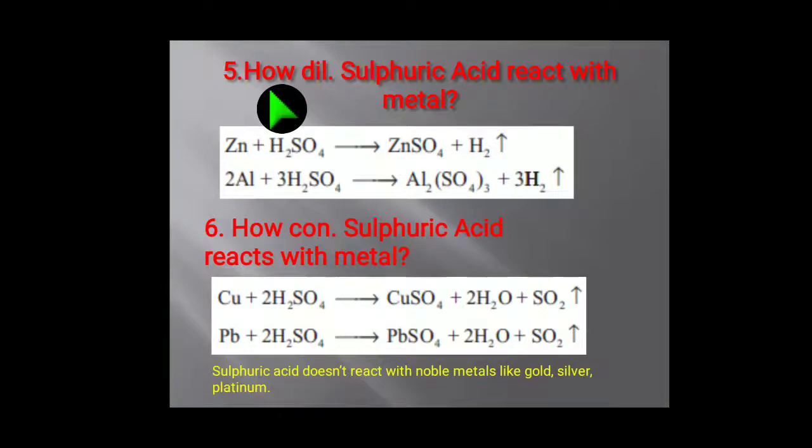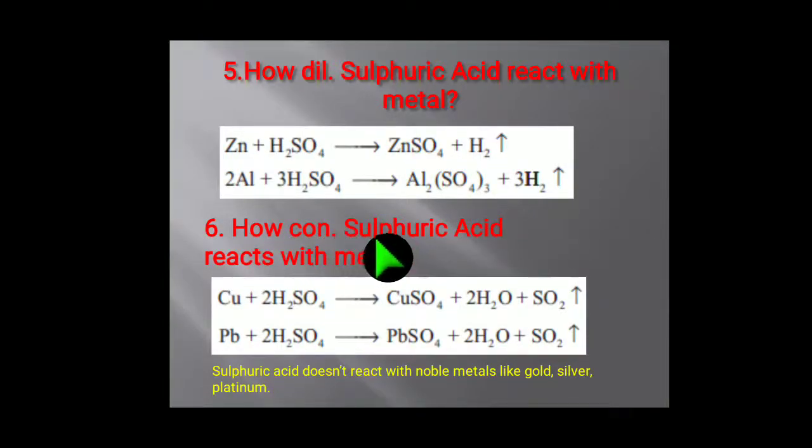Question number 5. How does dilute sulfuric acid react with a metal? Already we know that when any metal reacts with an acid, hydrogen will be released. Likewise, zinc reacts with sulfuric acid, hydrogen gas is liberated. Aluminum reacts with the sulfuric acid, hydrogen gas is liberated, with the salts zinc sulfate and aluminum sulfate.